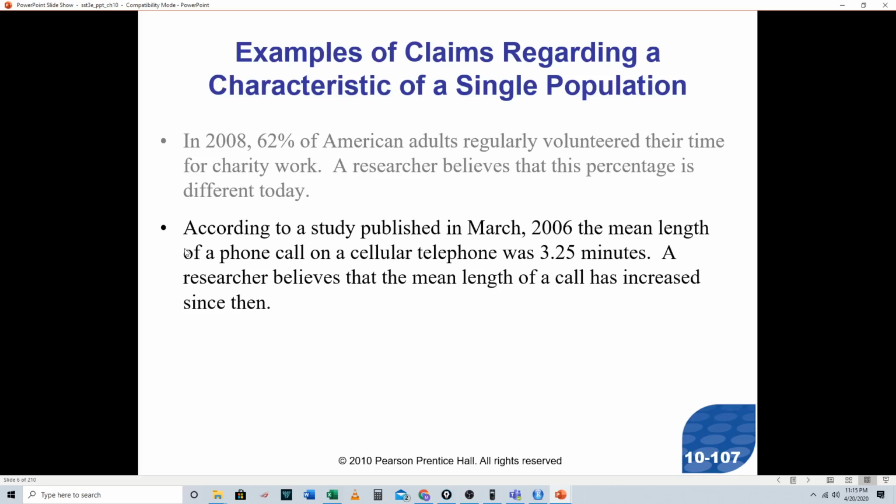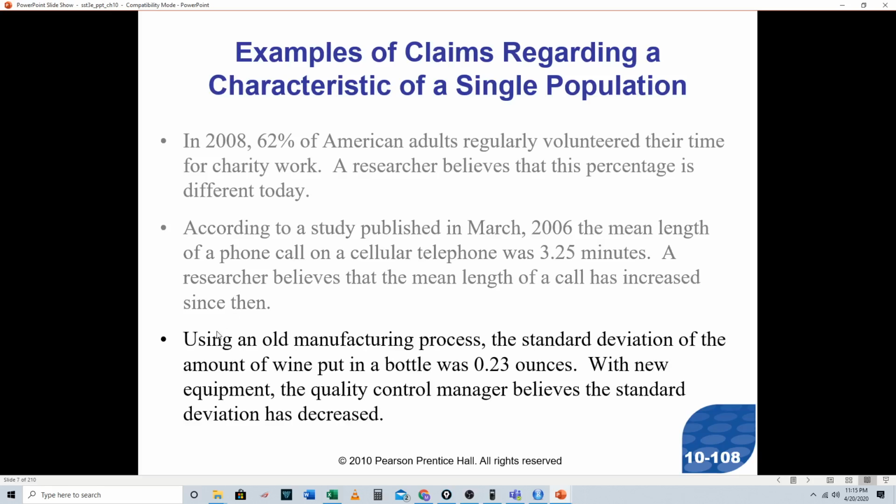Sometimes they specifically state what they believe. According to a study published in March 2006, the mean length of a phone call on a cellular telephone is 3.25 minutes. A researcher believes that the mean length of call has increased. So they think specifically that it's increased. And then, using an old manufacturing process, the standard deviation of the amount of wine put in the bottle was 0.23 ounces. With the new equipment, the quality control manager believes the standard deviation has decreased.